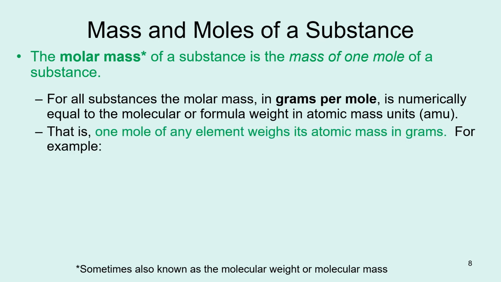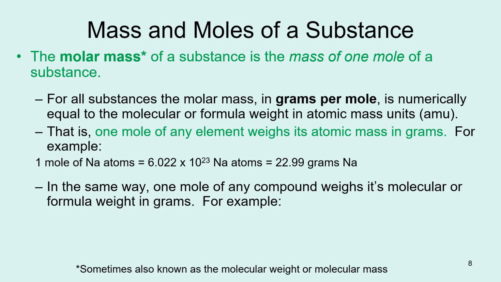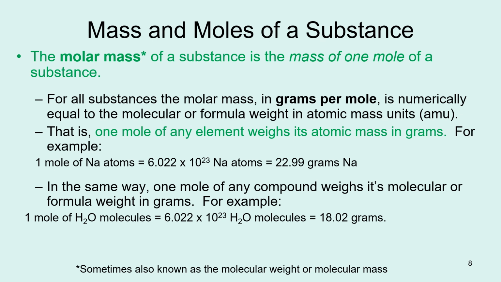So 1 mole of any element weighs its atomic mass in grams. For example, if I have a mole of sodium atoms, I have 6.022 times 10 to the 23rd sodium atoms, and it will equal 22.99 grams. If I have any compound, then it's equal to its molecular weight or its formula weight. So again, for example, if I have a mole of water molecules, I have 6.022 times 10 to the 23rd water molecules, and they will weigh 18.02 grams, the molecular weight of H2O.